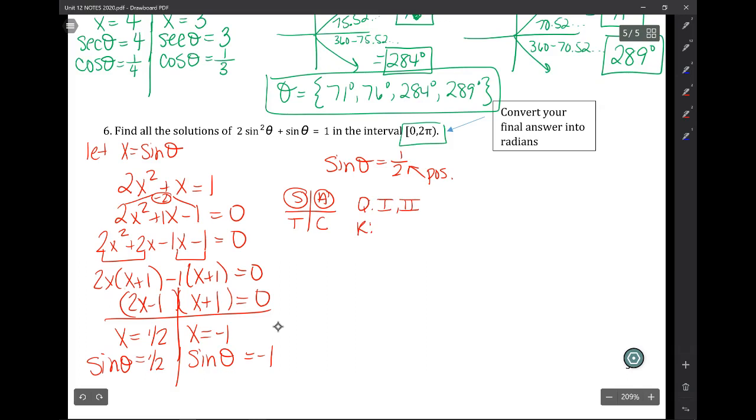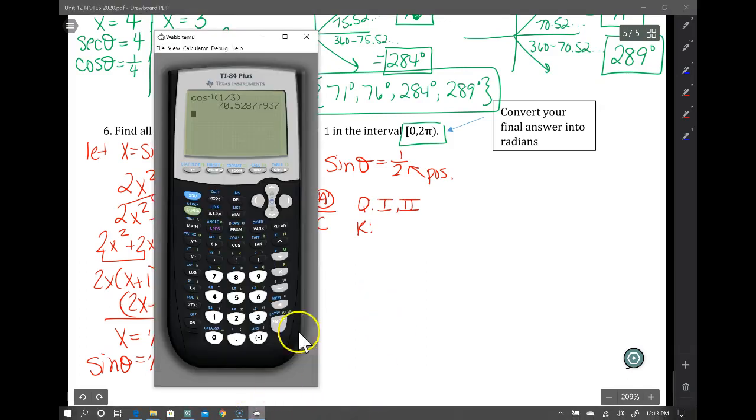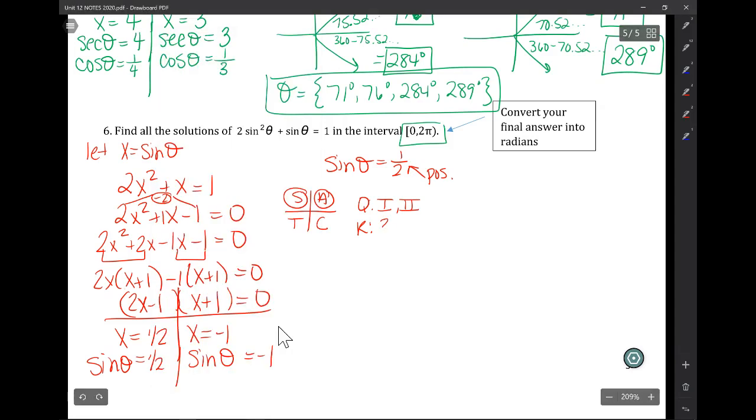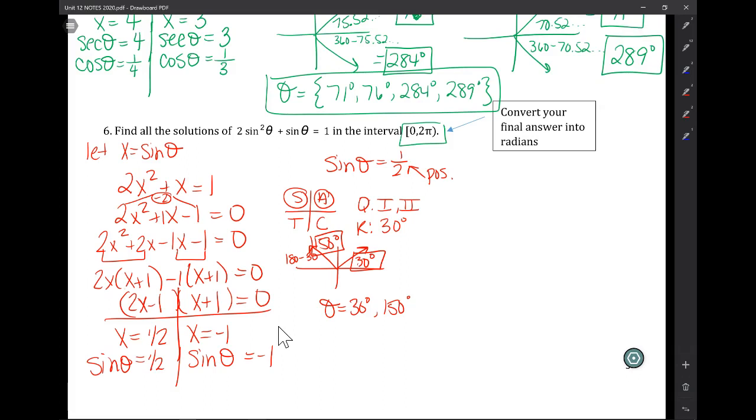Let's figure out our reference angle. Okay, reference angle, you could use your 1, 2, 3, 3, 2, 1 chart because 1/2 is definitely one of the ones we know. But if you still don't have that down pat, you could do inverse sine 1/2. Reference angle is a beautiful 30 degrees. That makes our lives a lot easier because now 30 degrees in quadrant 1, 180 minus 30 is 150 degrees in quadrant 2. So if our theta is 30 and 150, we need to convert that into radians.